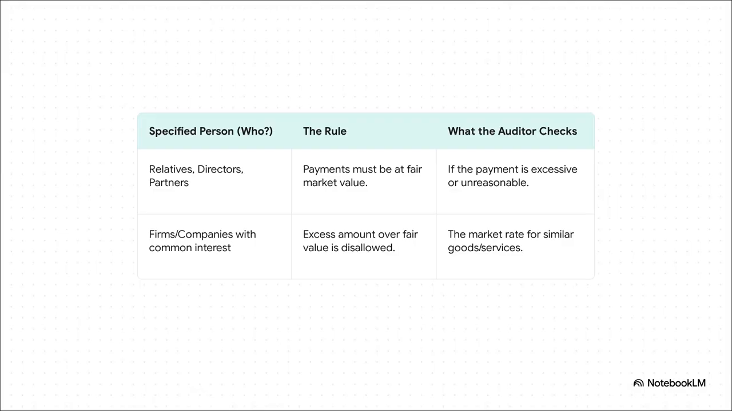Next, the filter puts on a special pair of glasses to look at payments to what the law calls specified persons. We're talking relatives, company directors, people like that. The rule isn't you can't pay them. The rule is about fairness. The auditor has to check. Was the payment reasonable? Or was it way more than you'd pay a stranger for the same thing? It's a check against using family connections to unfairly lower your profits.